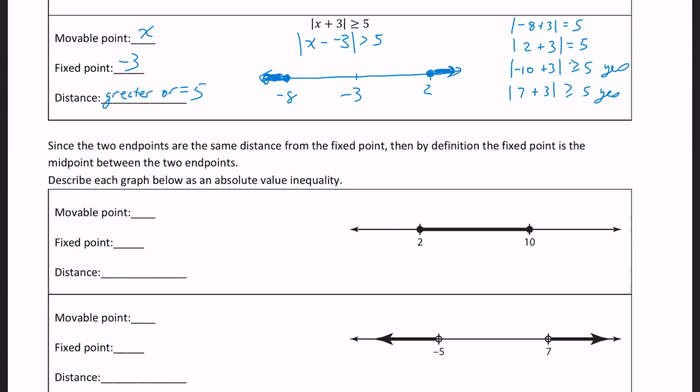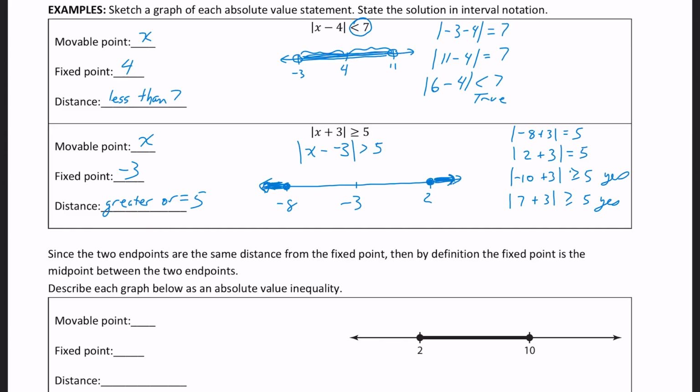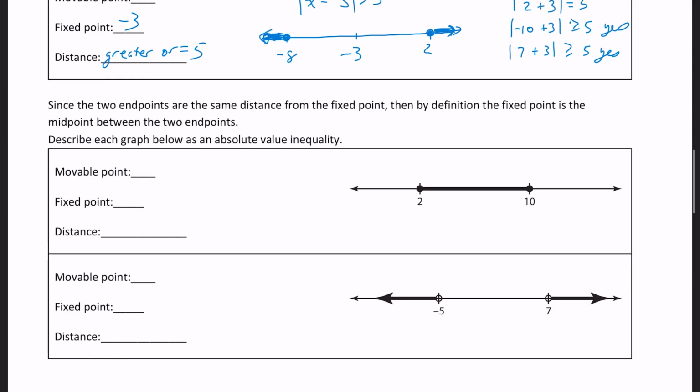Now, just to notice, because of the equal distances on either side of this fixed point, that fixed point is the midpoint. This is something you should have learned in your geometry class. When you're trying to find the midpoint of 2 points on a number line, you simply average them. So if I average 2 and 10, I do the addition, divide by 2. 10 plus 2 is 12, divided by 2 is 6. So the fixed point that's in the middle would be a 6.